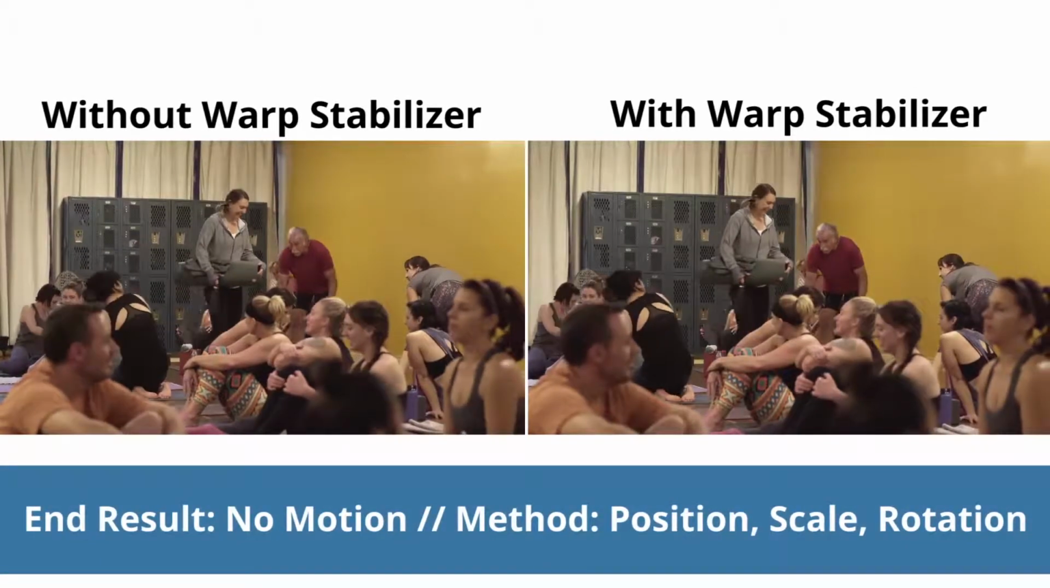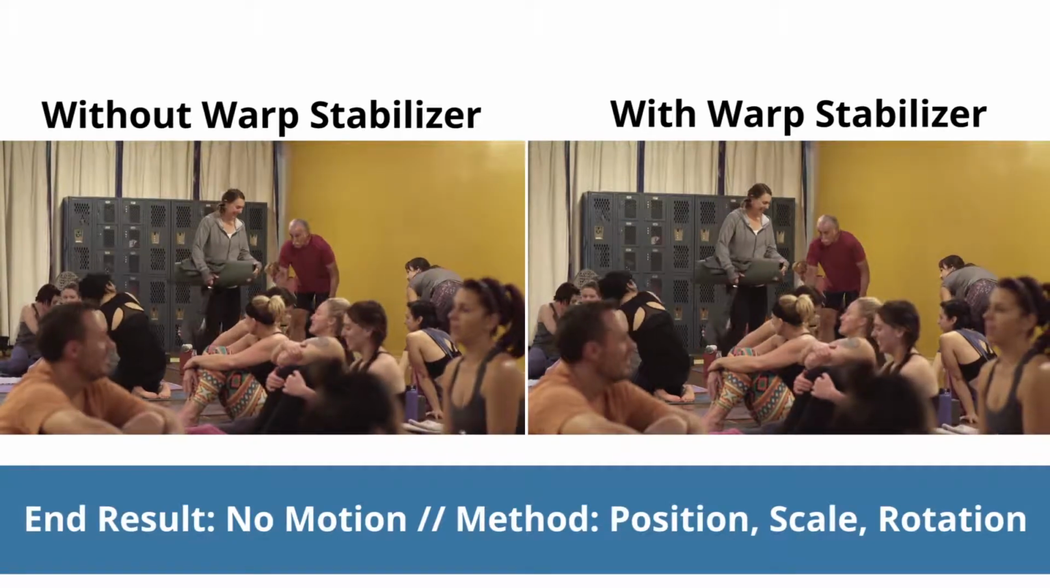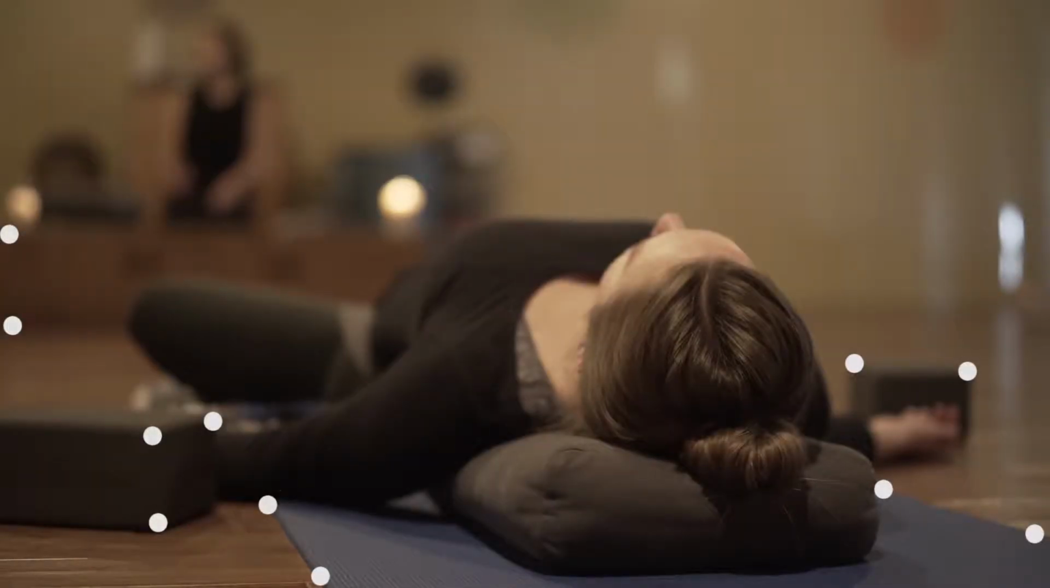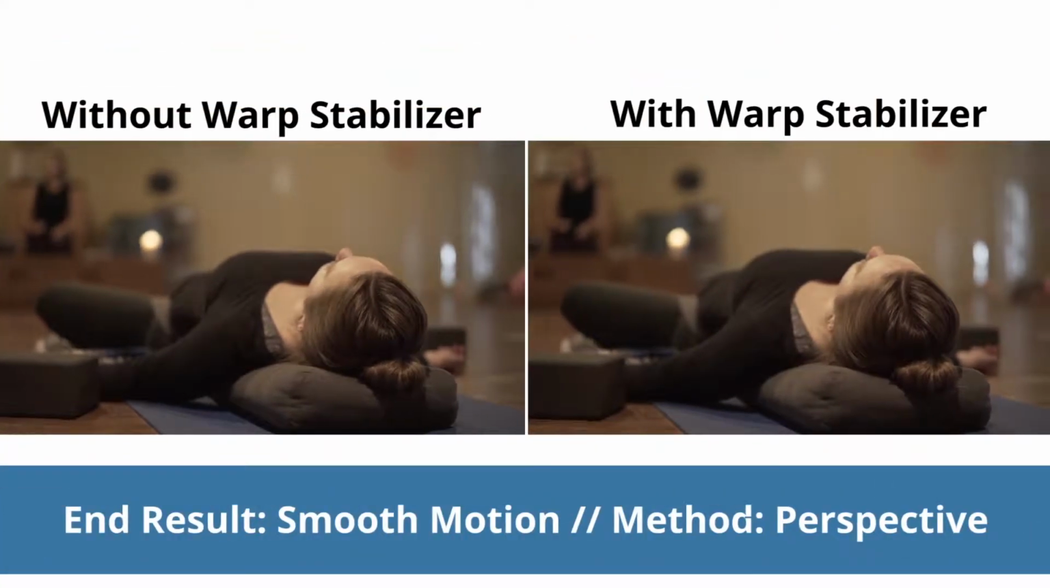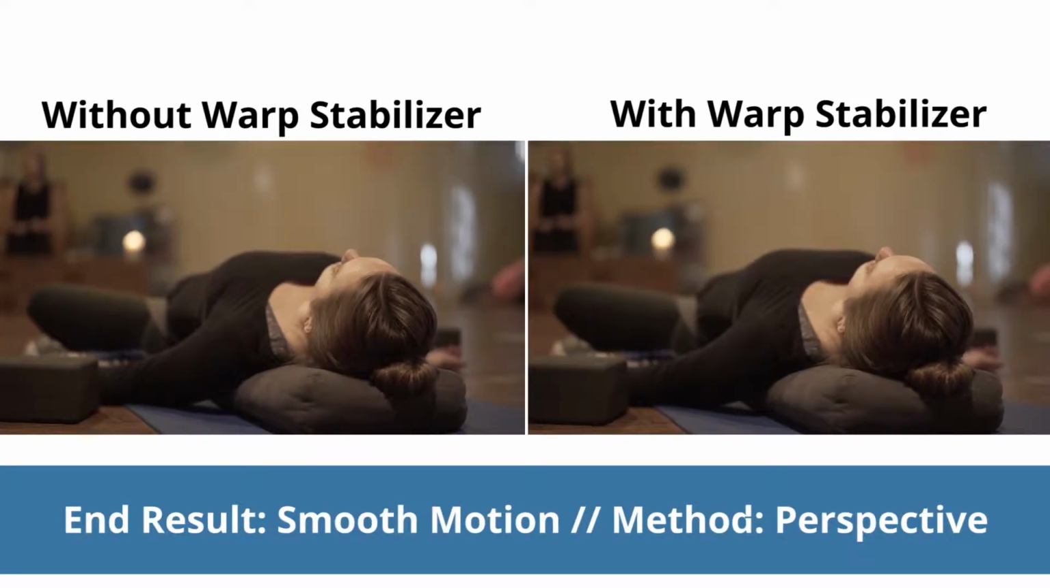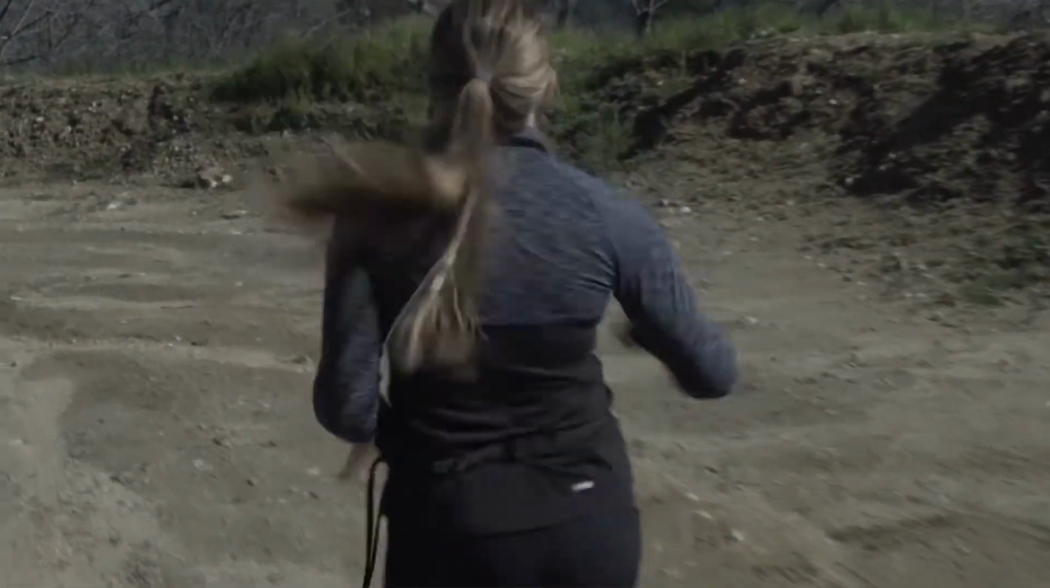Position Scale Rotation does the same as the position setting, but it takes in a few more factors, being of course scale and rotation of the image. Perspective corner pins the entire frame and tries to stabilize within those corner pins. You'll always need to keep an eye out for distortion when using Warp Stabilizer.